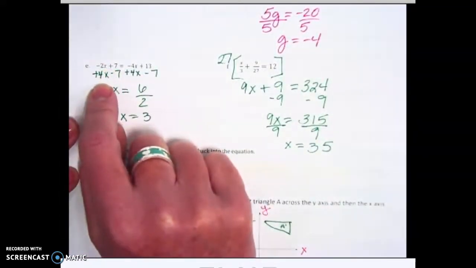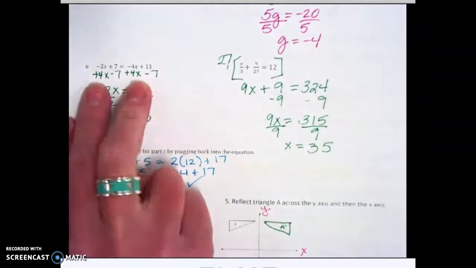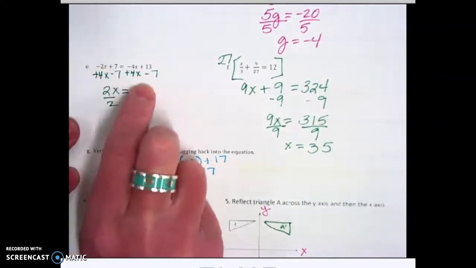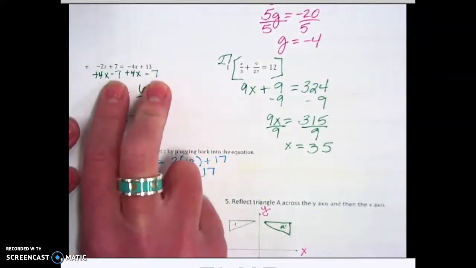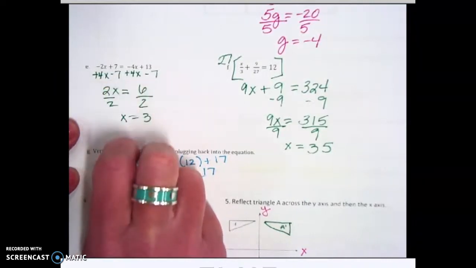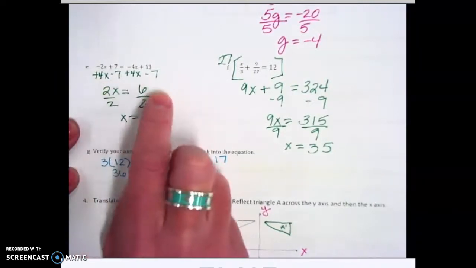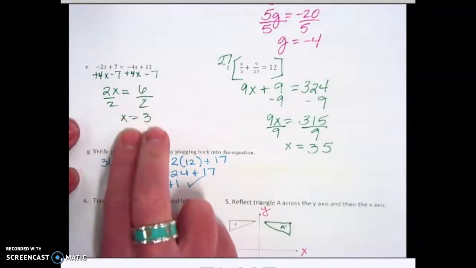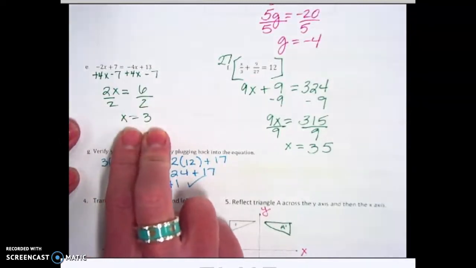Question E, you're going to add 4x to both sides because you have variables on both sides. In the same step, I subtracted 7 from both sides. So on the left, I have 2x. On the right, I have 6. So when we divide both sides by 2, we get x equals 3.